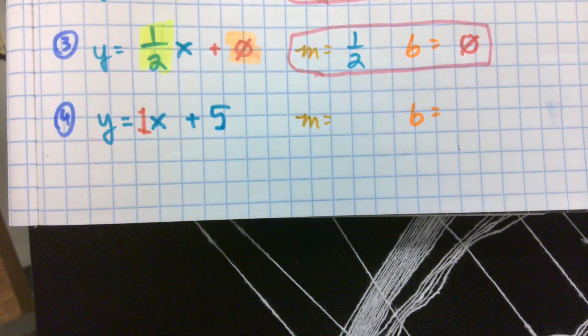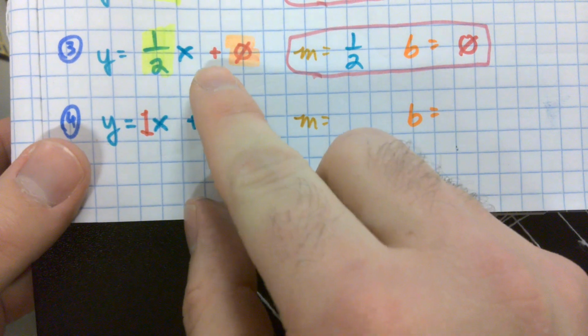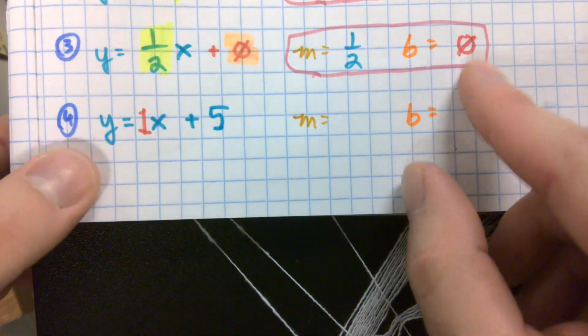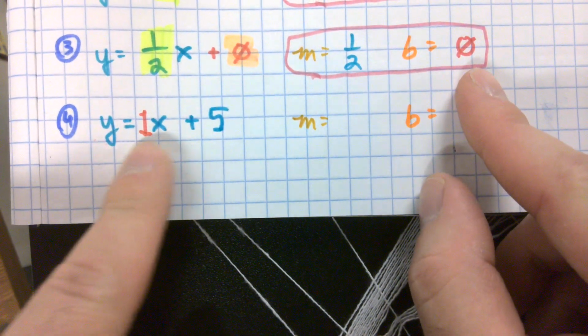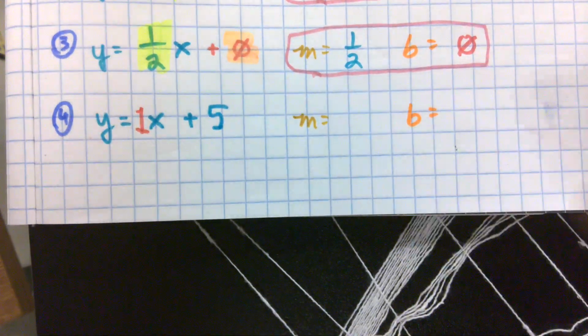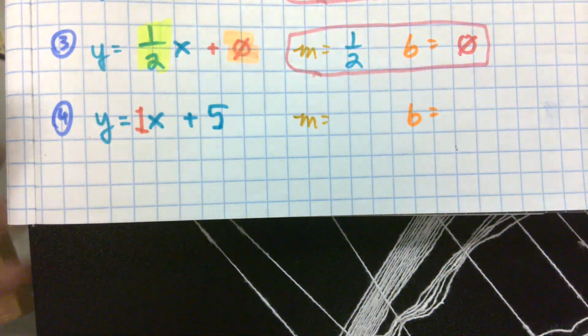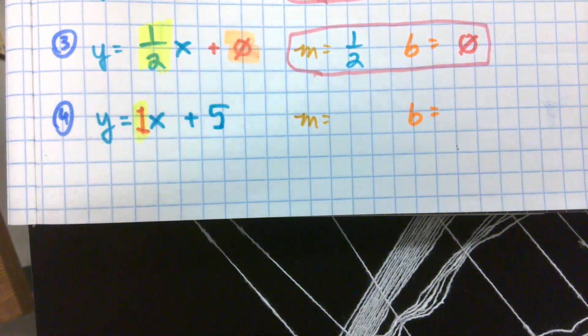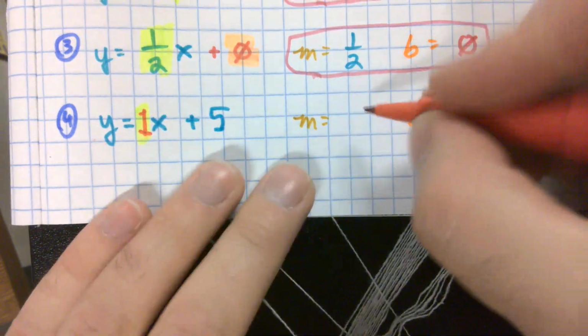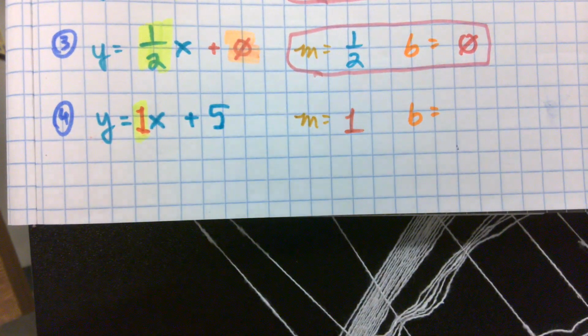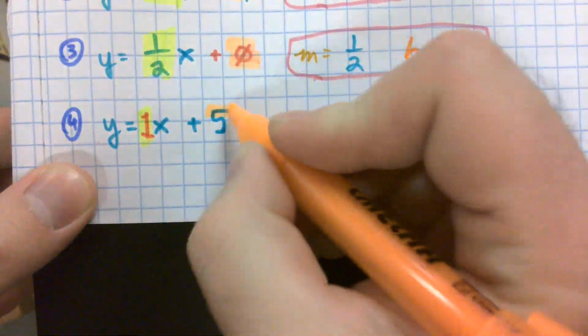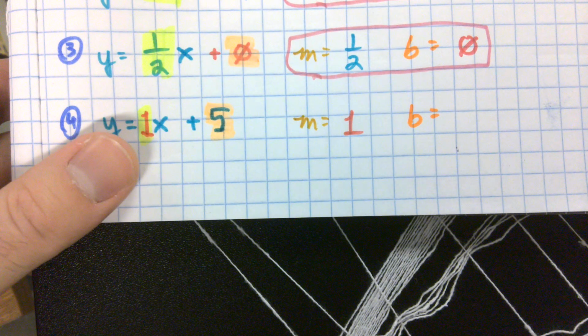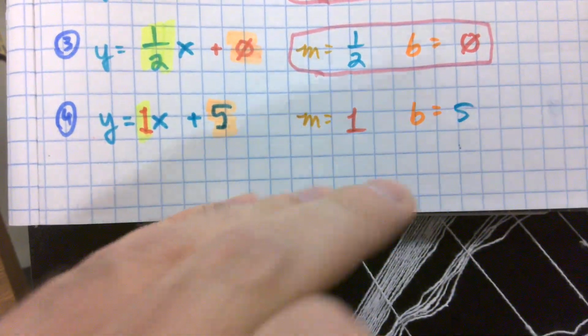So this is where we have to make sure we understand the distinction. When we don't see a number added on the end, it's 0. But if we don't see a number in front of our x, it's 1. So that can be a little confusing. Hopefully you understand or see why that's the case. So m is equal to 1. What's my b equal to here? 5, right? Nice and simple. It's just being added on the end, that little 5 right there.